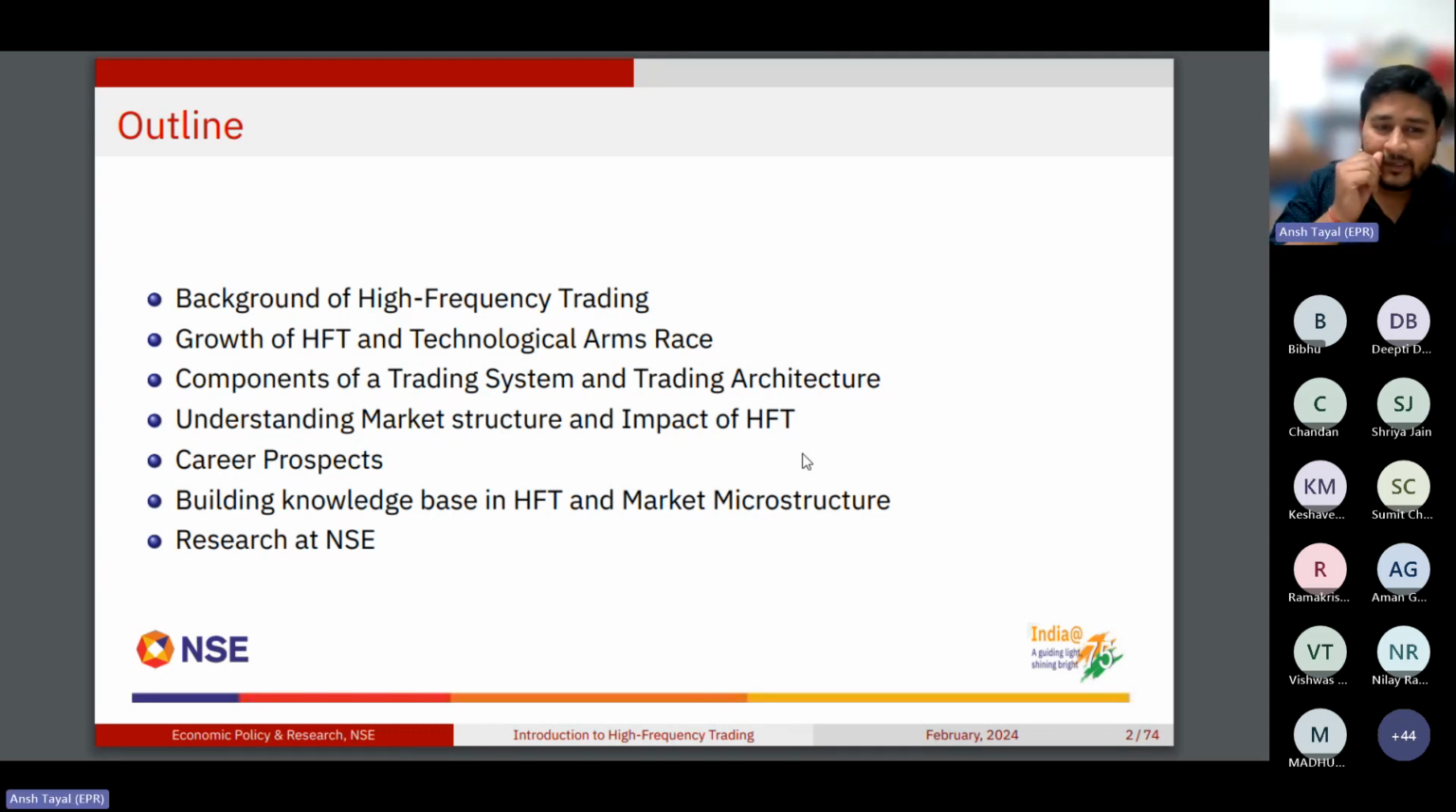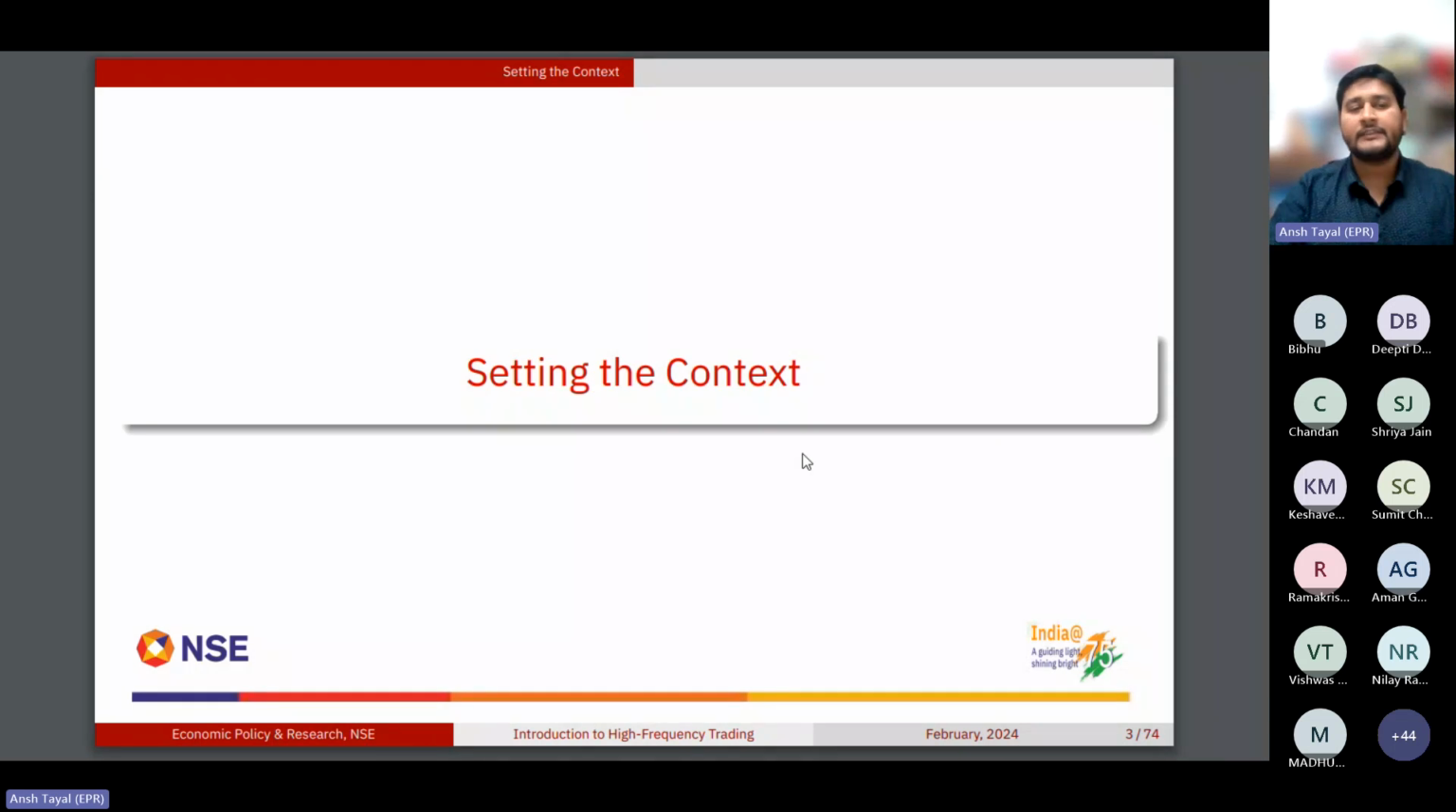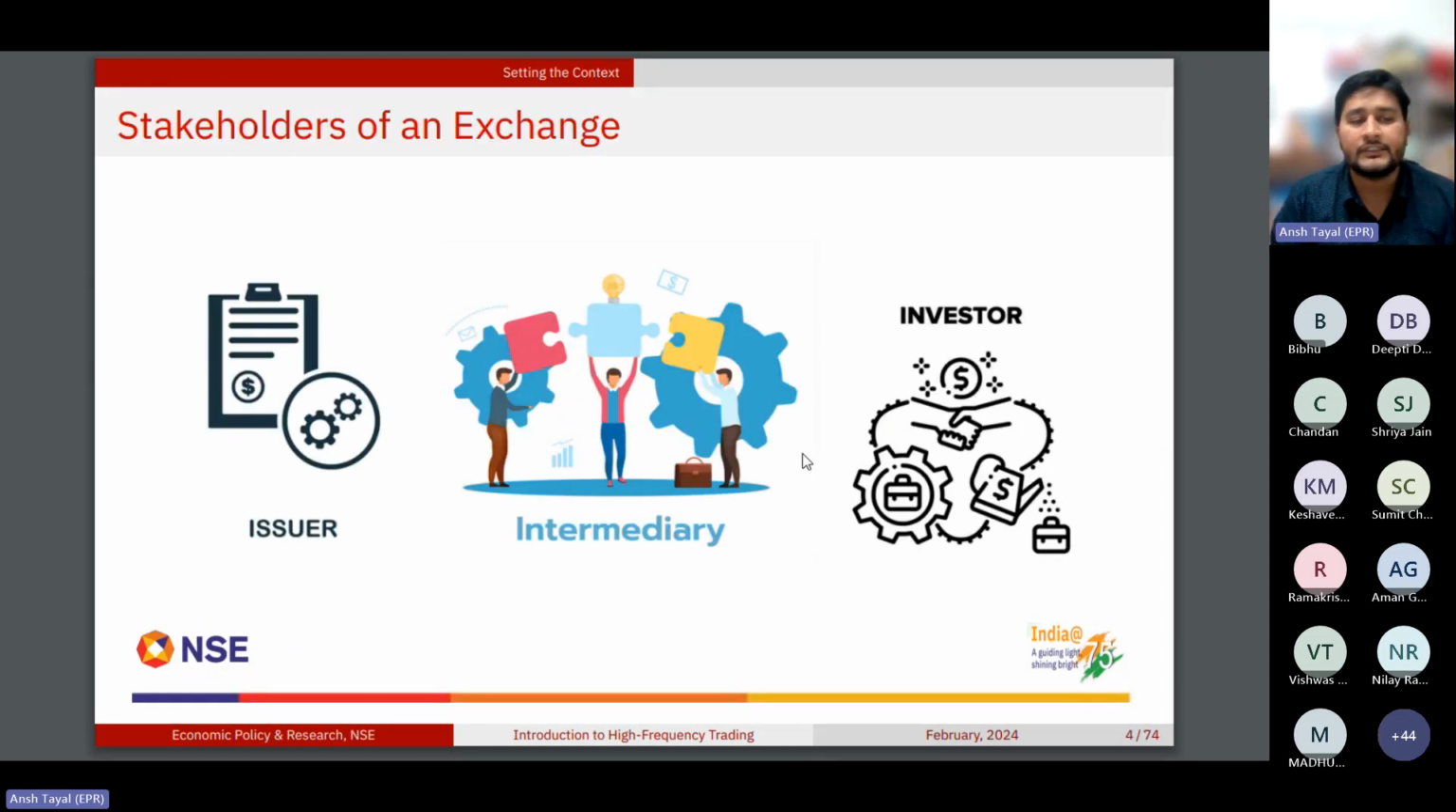The way I'll structure it is I'll take questions after every section. So you can keep posting your questions in chat while I'm on a section and I'll take them up after every section. Before we begin, I just want to set the context for everyone. So briefly, who are the stakeholders of an exchange?